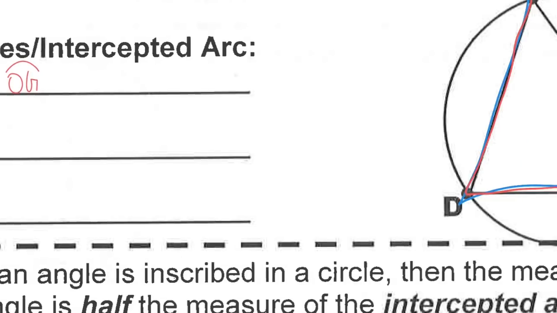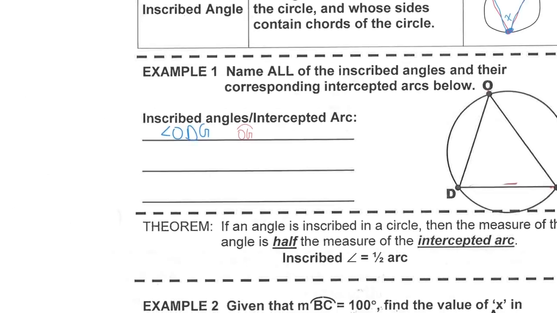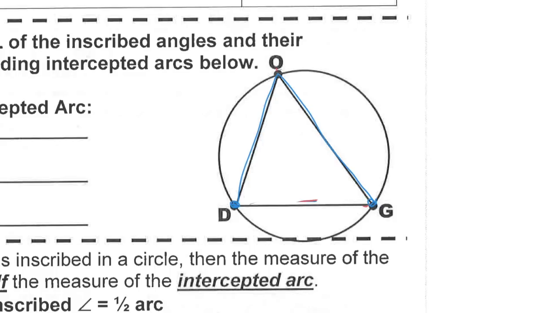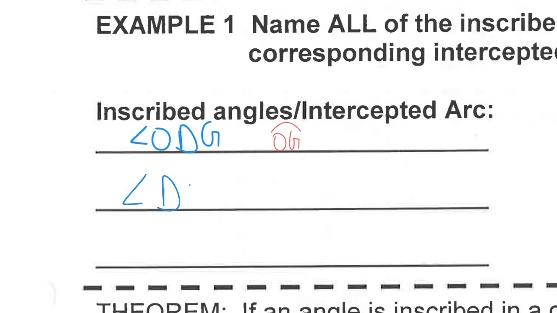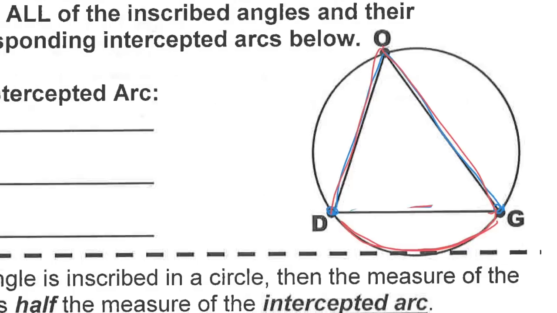Now I'm going to come back over here and we're going to find another one. So I'm going to erase some of this for you. Let's see, we did ODG, so maybe we start next and we go DOG. So I'm going to use angle DOG. And now we need to find its intercepted arc. Well, there's DOG, so the arc that it cuts would be arc DG.